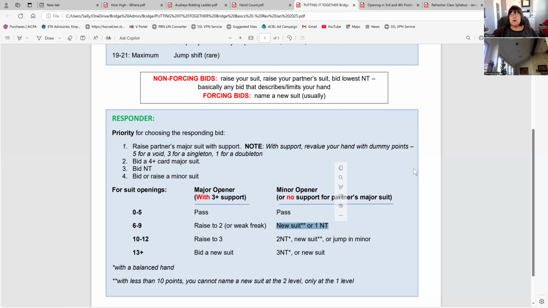And so if partner started at a heart and you have diamonds or clubs and 6 points, you're not going to get to mention your club or your diamond suit. In that case, you'll bid one no trump.